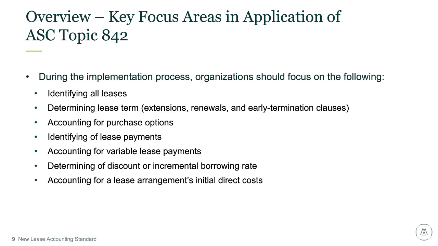Entities will need to consider on a contract-by-contract basis the terms that are relevant to that arrangement, including but not limited to the lease term, potential purchase options, variable lease payments, discounts or incremental borrowing rates, and a lease's initial direct costs. These areas are important to consider as they will direct the way in which an entity evaluates and ultimately records the right of use asset and related liability on the balance sheet.